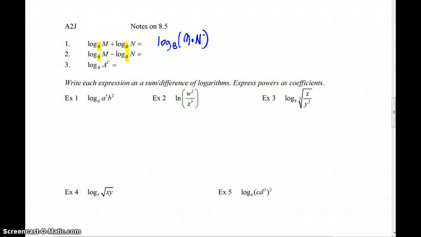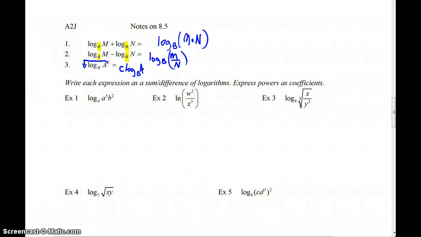Property number 2 is extremely similar, very, very similar. It's just that with the subtraction, we're actually going to write one logarithm, log base b, but this time we will divide the arguments. Log base b of m divided by the log base b of n. Finally, if we have log base b of a raised to the c power, this exponent of c inside we may pull down in front. This becomes c times the log base b of a. So three very, very powerful properties of logarithms.